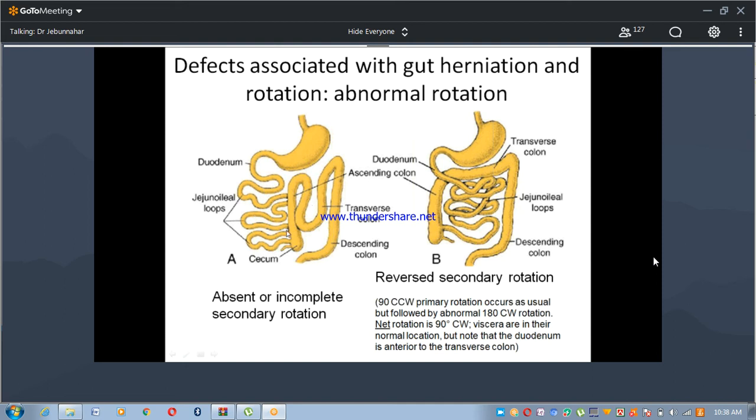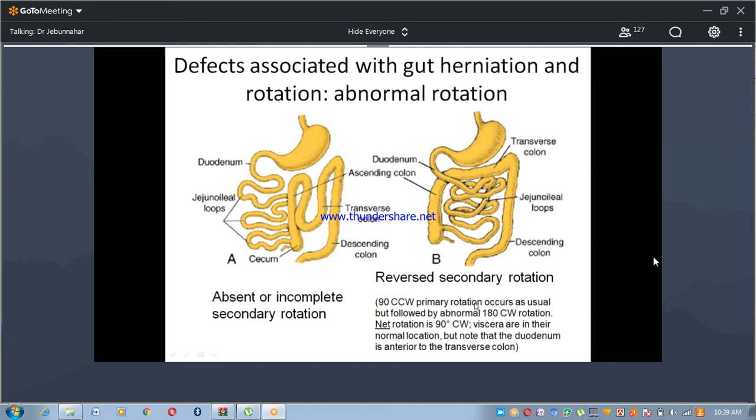Now, defects associated with gut herniation and abnormal rotation. Here there may be absent or incomplete secondary rotation. There is no secondary rotation. The condition of the gut is like this: this is the ascending colon, this is the duodenum, this is the sigmoid colon, the transverse colon. There are no ileal loops here.